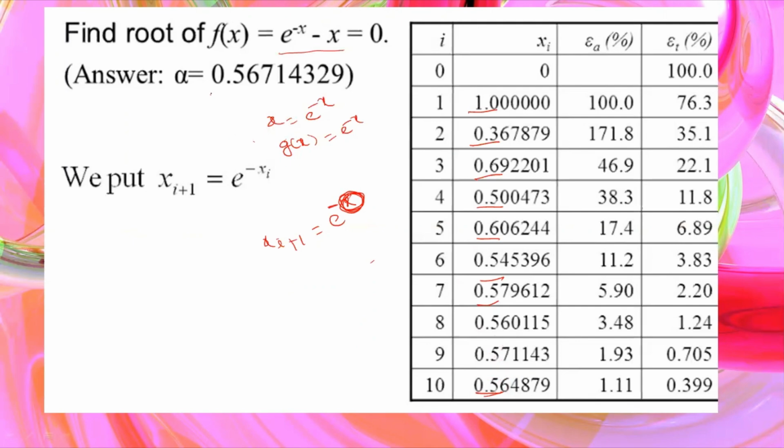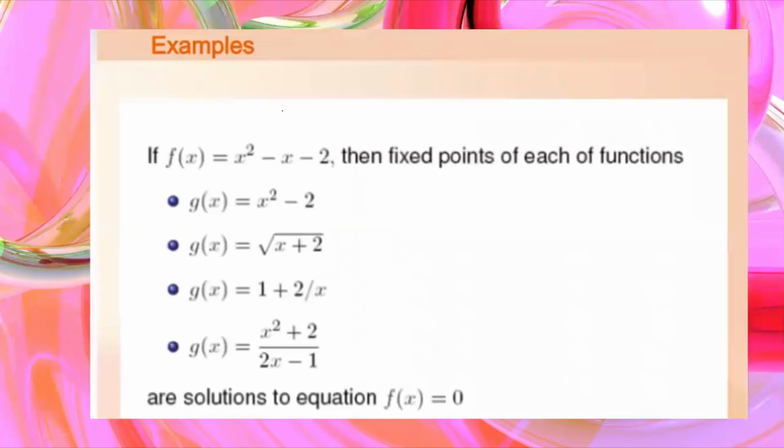What is your root? 0.56. So go on repeating the iterations. Maybe this is your answer, 0.56714329. Go on doing the problems. Suppose after some 12, 13 iterations, you will get this answer. Okay, so this is the root of f of x is equal to 0.